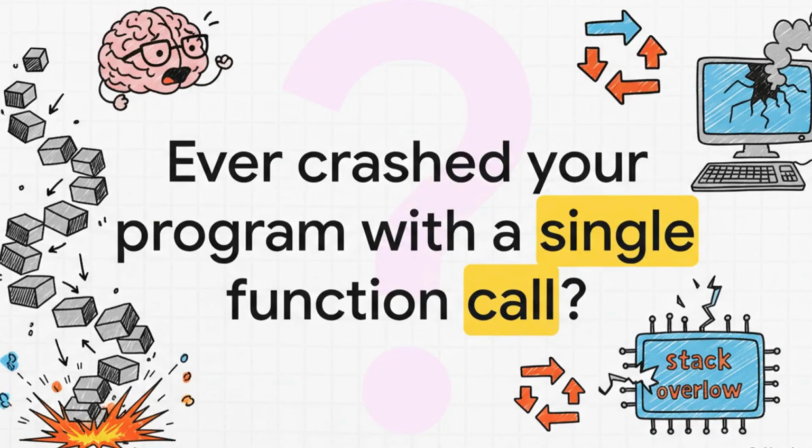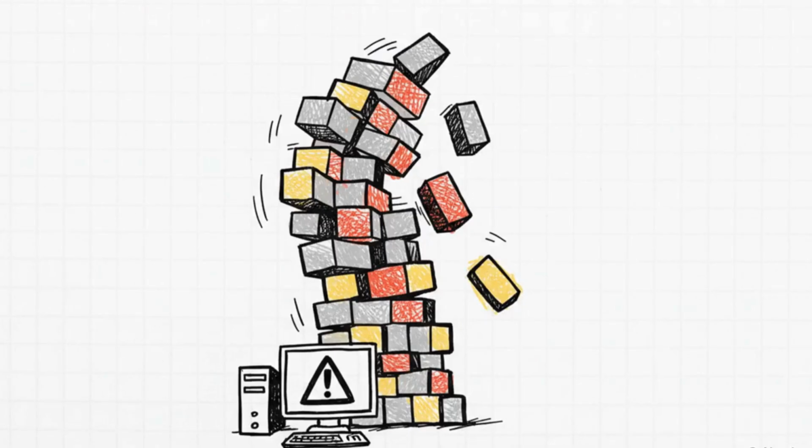Have you ever written a recursive function, felt all clever about it, run it with a kind of big input, and then, boom, your whole program just dies a fiery death? Yeah, of course you have. We've all been there. It's the infamous Stack Overflow error. It's like this hidden danger that's always lurking behind recursion, and it is the exact problem we're going to solve today by learning a much smarter way to write these functions.